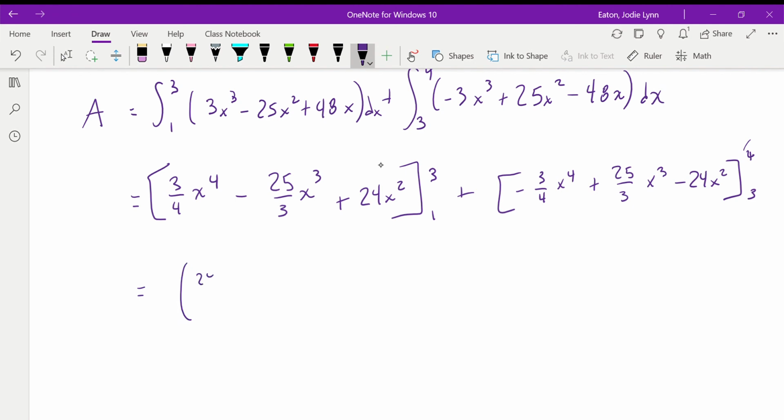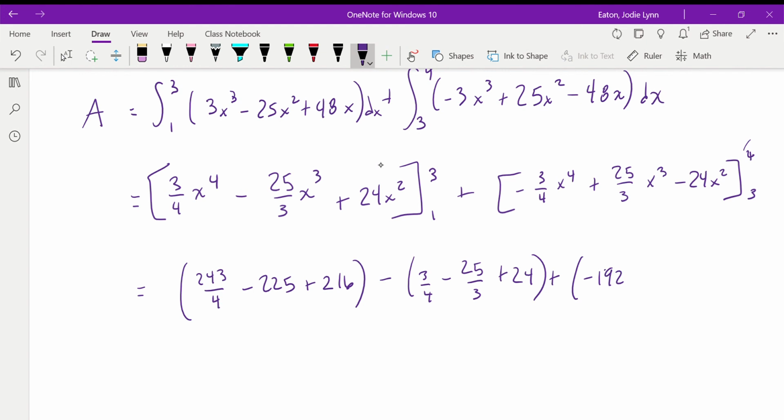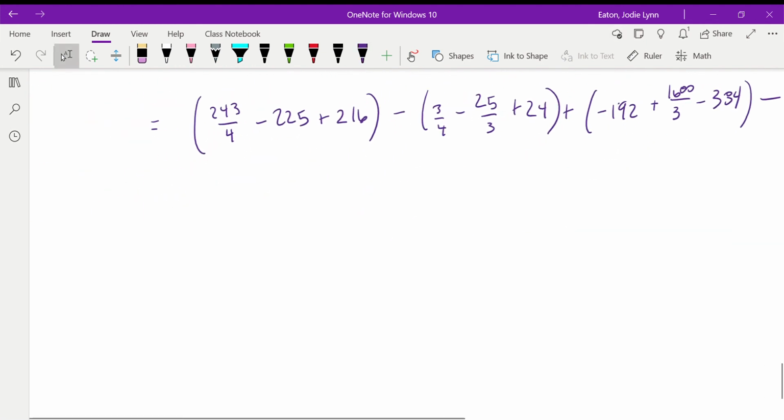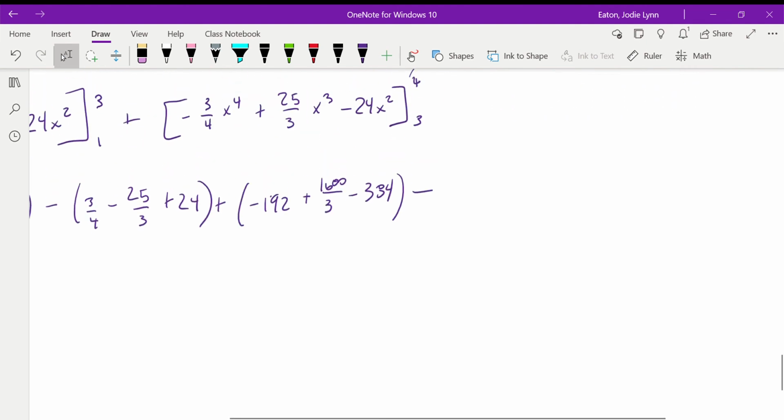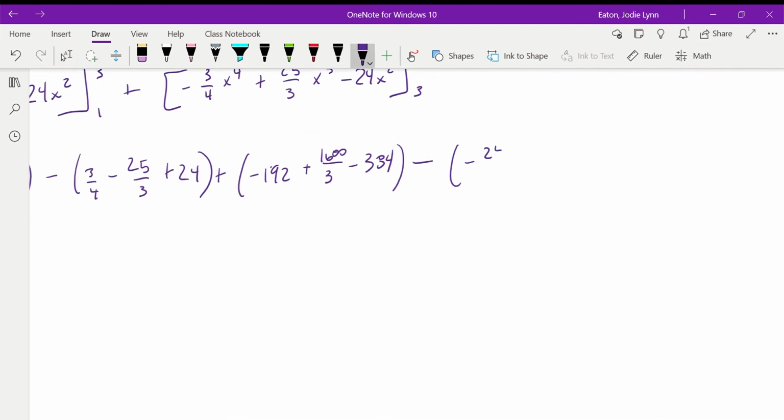And that equals 243 over 4 minus 225 plus 216, minus 3/4 minus 25/3 plus 24, plus negative 192 plus 1600 over 3 minus 384, minus negative 243 over 4 plus 225 minus 216.